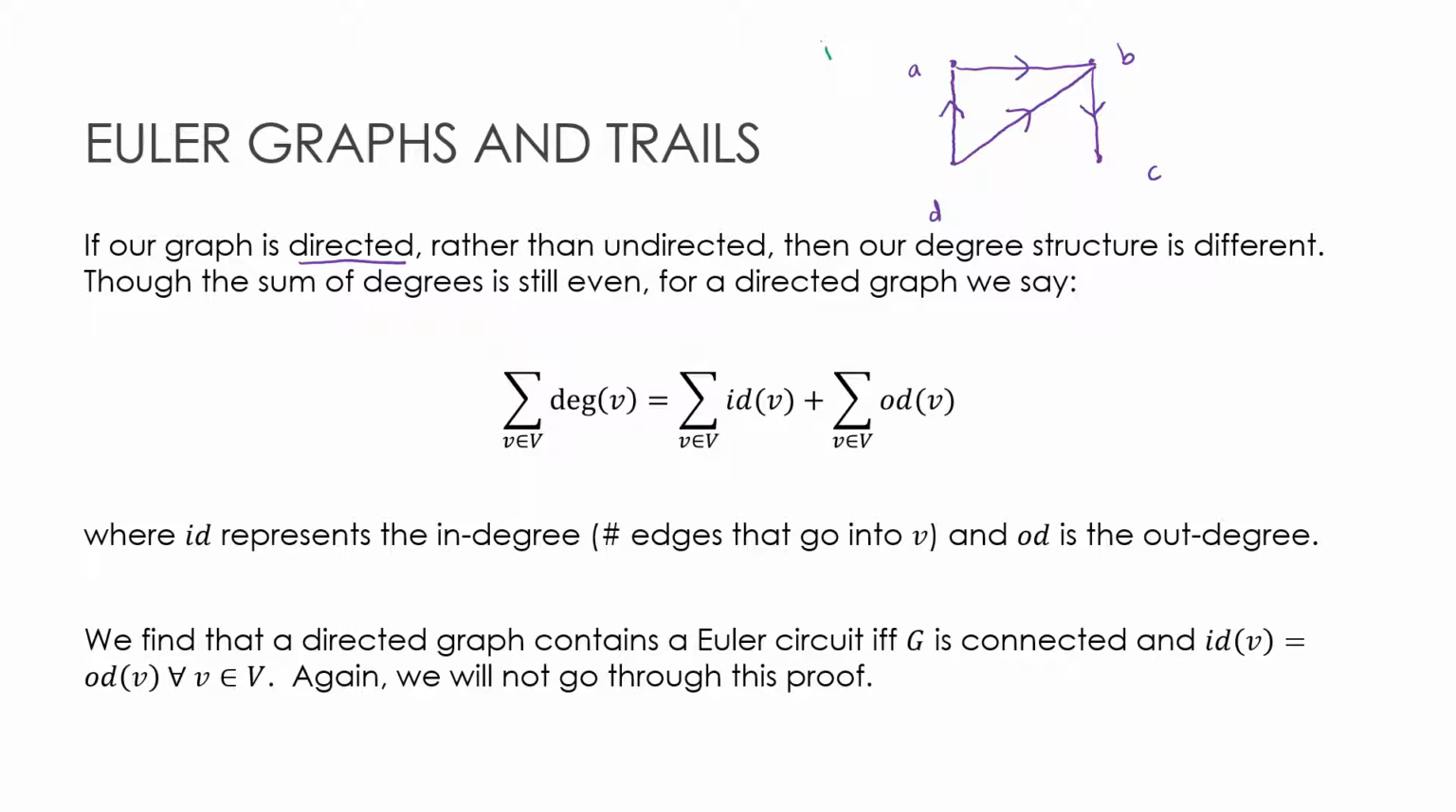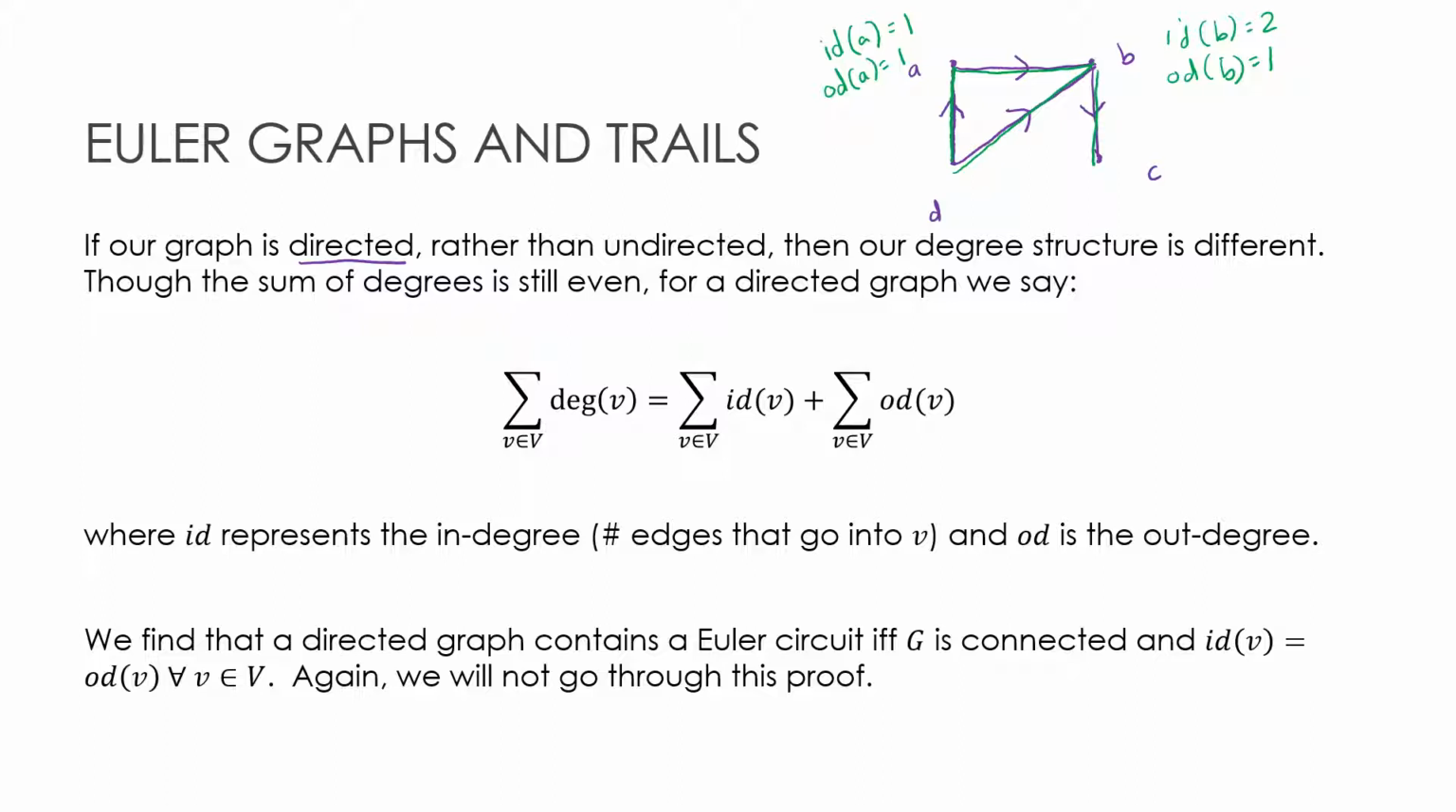So when we're looking at a directed graph, we don't just say A has a degree of 2, we would say A has an in degree of 1 because we have 1 going into A, and an out degree of 1 because I have one edge going out from A. Similarly, B would have an in degree of 2 because we have from A to B and from D to B, and an out degree of 1 because we have 1 going out to C.